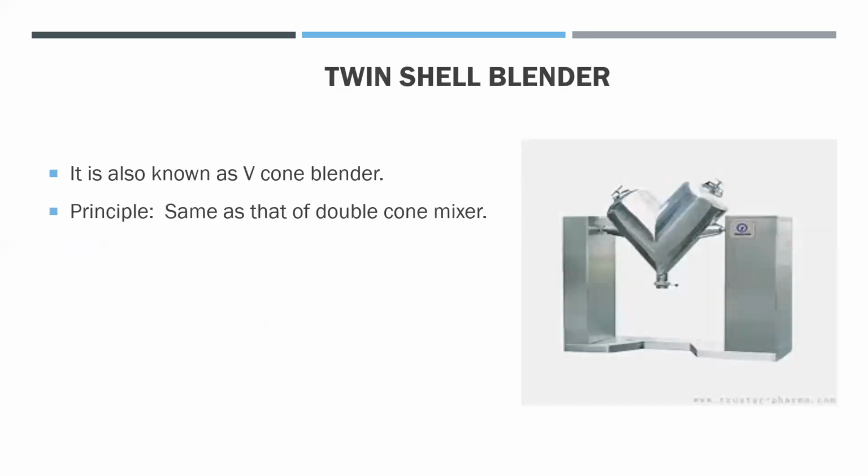Second, twin shell blender. So the second equipment is the twin shell blender. This is also known as the V-cone blender. The principle of this twin shell blender is the same as that of the double cone blender. It is based upon the diffusive mixing type of mechanism.